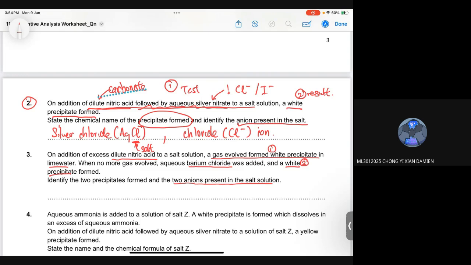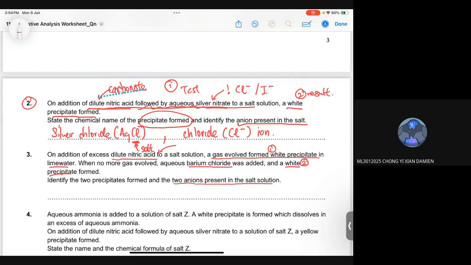Okay, so let's start off again. Someone type in the chat group, help me. If I add dilute nitric acid, what am I testing for here? So I'm very clear cut. I didn't add anything else. I just add acid. Somebody type something, please. What is adding acid for?